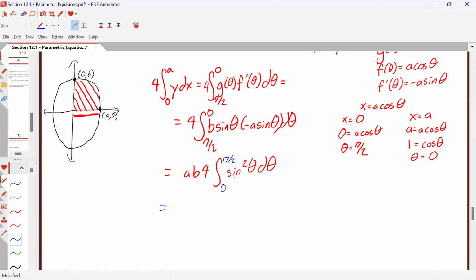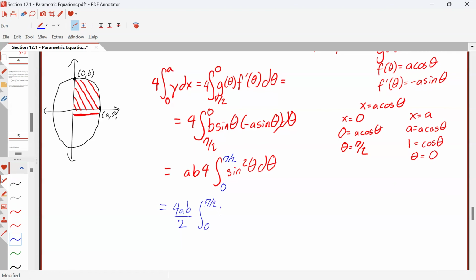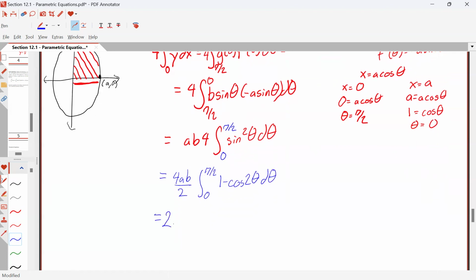To evaluate the integral of sine squared theta, we use the power reducing formula, which is that sine squared is equal to 1 minus cosine 2 theta all over 2, which I've pulled out front here, d theta. And now evaluating this, we have 2ab times theta minus 1/2 sine 2 theta, evaluated from 0 to pi over 2.